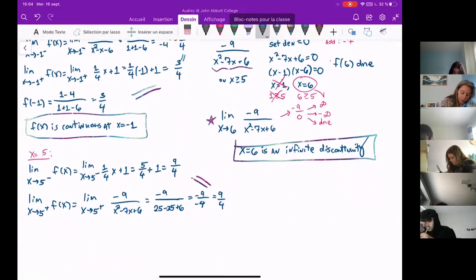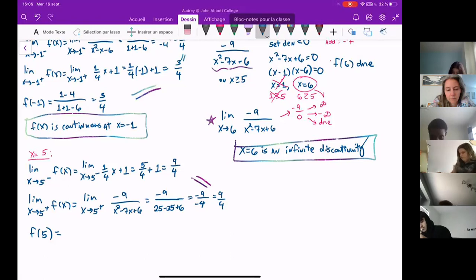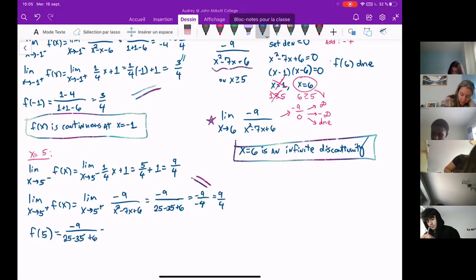And then f of 5, which function do I plug into for f of 5? Top, middle, bottom. The bottom function. So again, I'm going to get that negative 9 over 25 minus 35 plus 6. So that's 6 minus 10. So that gives me a positive 9/4. And it turns out it's continuous here as well. All of those are equal.